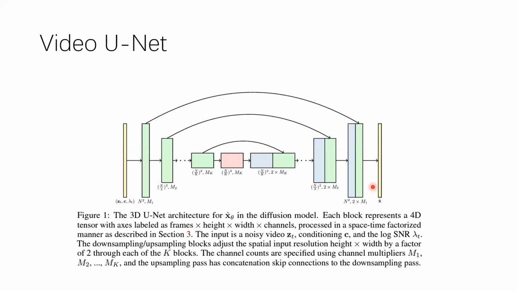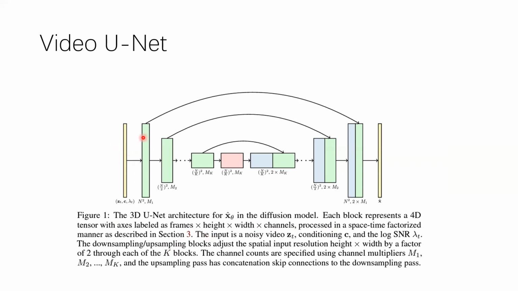They use a 3D UNet as the basis of each diffusion model. We already saw the 2D UNet, and the 3D UNet is very similar. Each block represents a 4D tensor, with axes labeled as frame times height times width times channel, processed in a space-time factorized manner as described. We'll show that later.